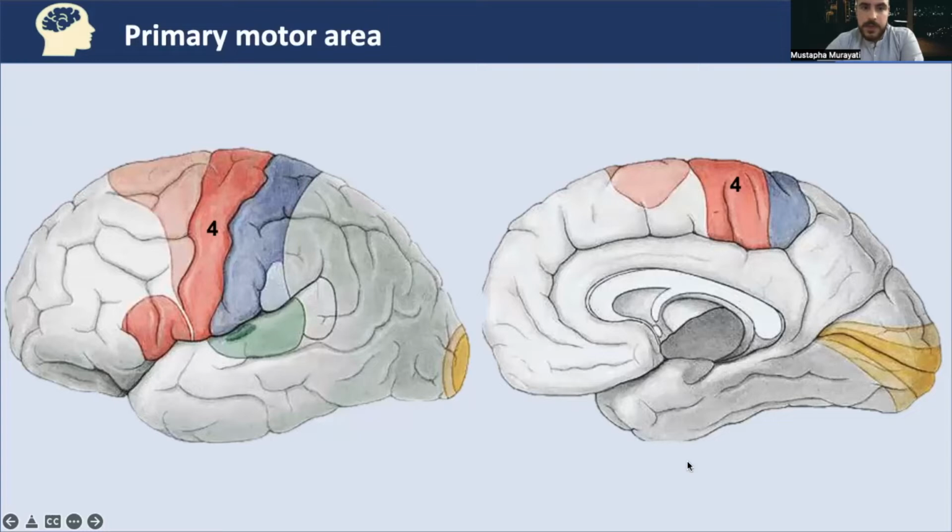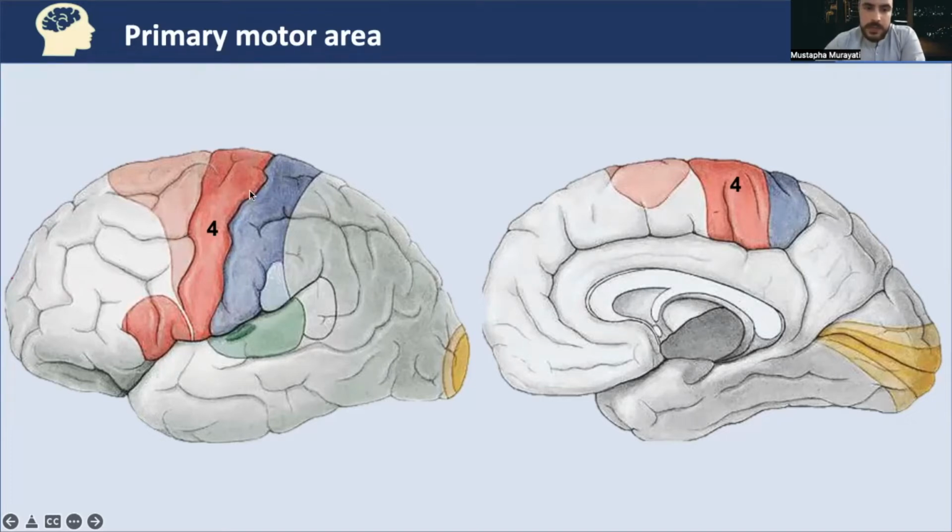Okay, let's start with the primary motor area. It is designated as Brodmann area number 4. So it's located in the precentral gyrus. This is the red area over here on the lateral surface of the brain, and here is on the medial surface of the brain. This is the central sulcus. What's in front of the central sulcus is the precentral gyrus. So this is located in the precentral area.